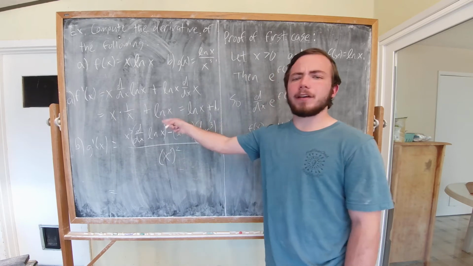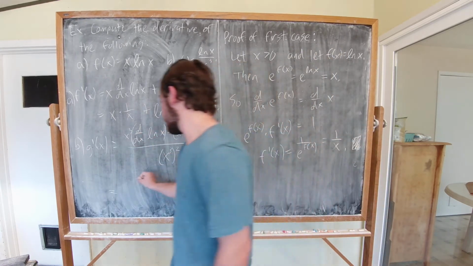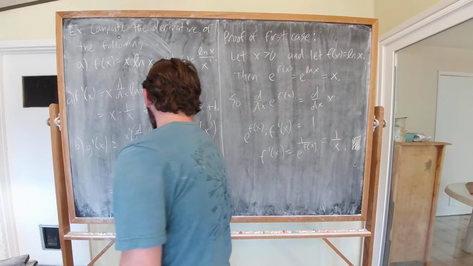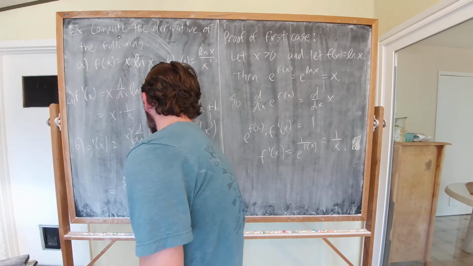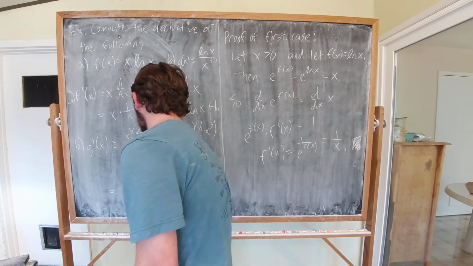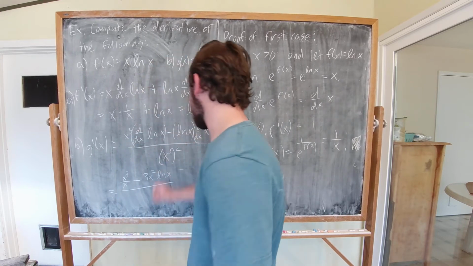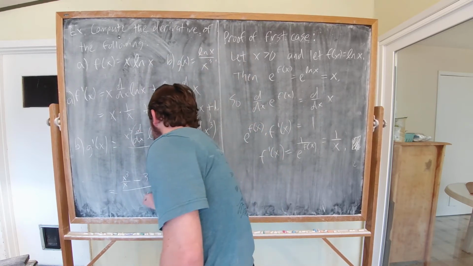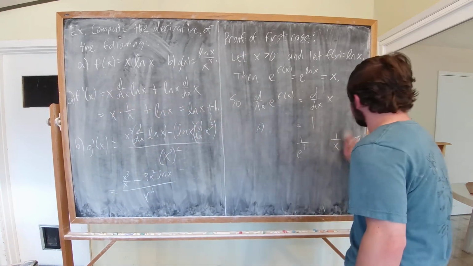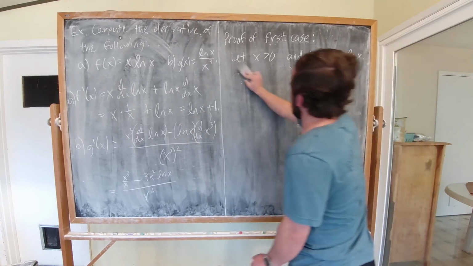Alright? That'll give you x cubed divided by x minus natural log of x times 3x squared, divided by x to the 6th power. If we continue on a little bit further, we can simplify.